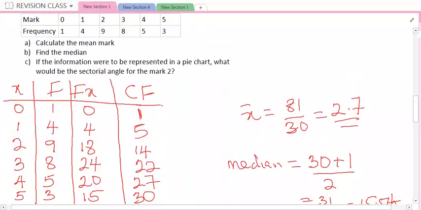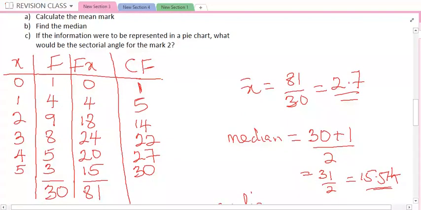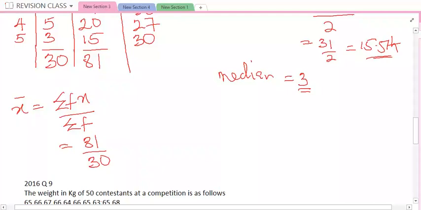That is median. The last question, C, says if the information were to be represented in a pie chart, what will be the sectorial angle for Mark 2? Okay? What will be the sectorial angle? Remember, this is the answer to question A. This is the answer to question B, median. And now we are in question C. They say, what will be the sectorial angle?